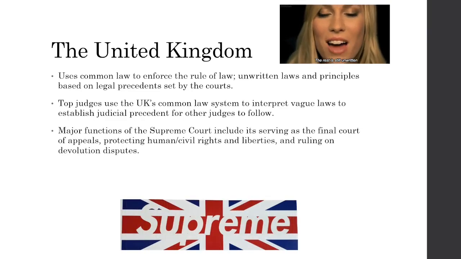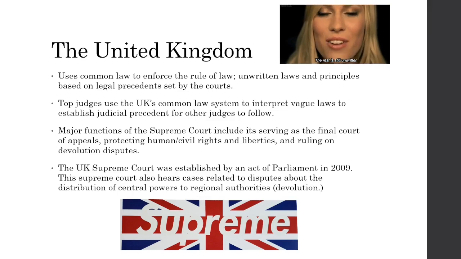So, a major function of the Supreme Court includes serving as the final court of appeals, protecting human civil rights and liberties, and ruling on devolution disputes, because the United Kingdom is big on its devolution and transferring power to its regional assemblies. The UK Supreme Court is also very new. It was established by an act of parliament in 2009, particularly to resolve disputes regarding regional authorities, aka devolution. So let's look at an example of a 2014 judgment, and it's revolving around the agriculture sector bill.